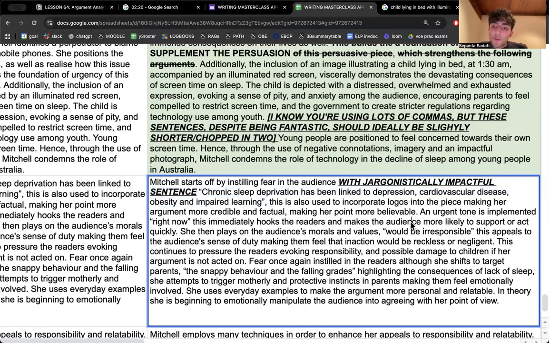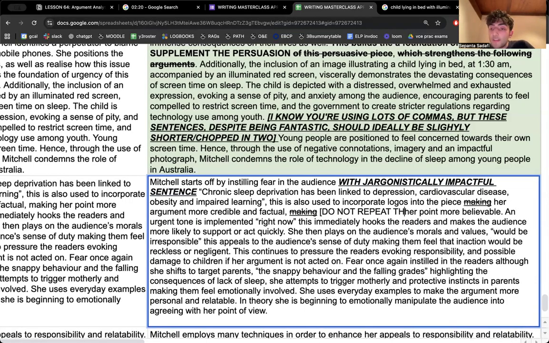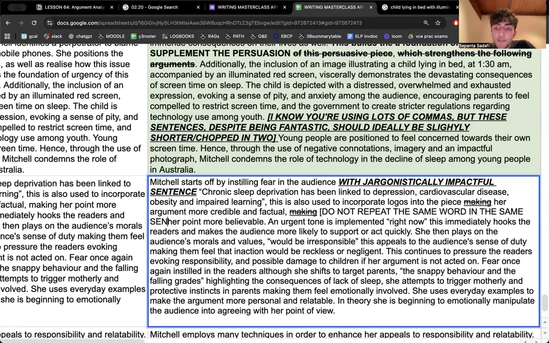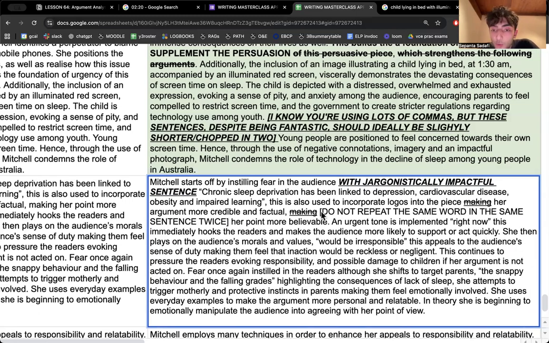This is also used to incorporate logos into the piece, making her argument more credible and factual, making her point more believable. That sounds a bit repetitive. I want you to avoid using making twice in the same sentence. And another rule of thumb for all of you guys, everyone listen, lock in for a second. Do not repeat the same word in the same sentence twice.